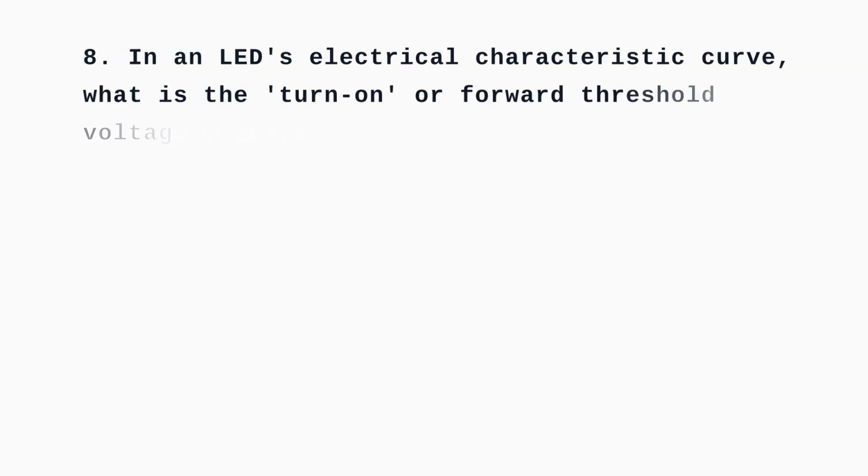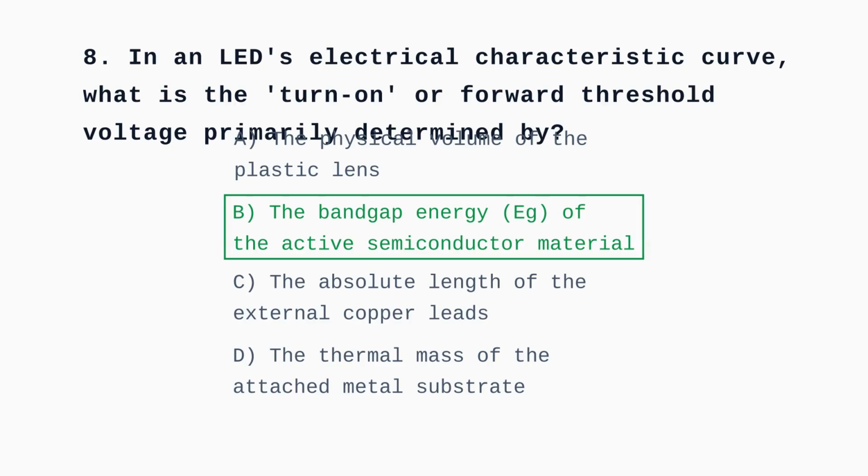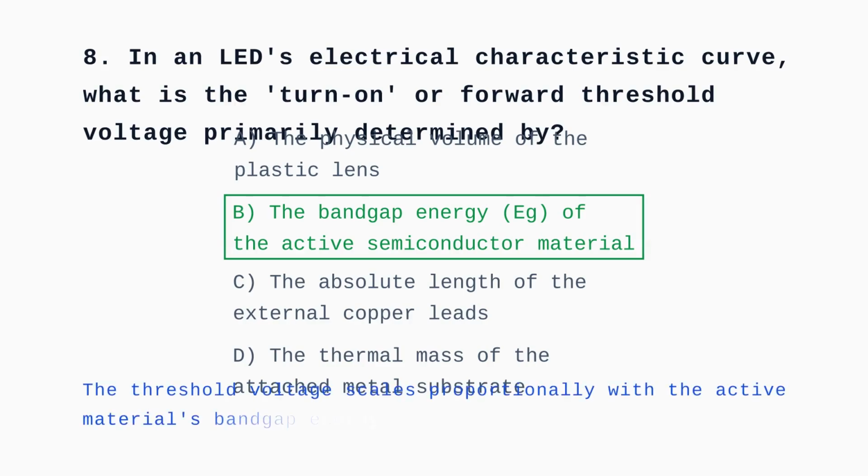Question 8. In an LED's electrical characteristic curve, what is the turn-on or forward threshold voltage primarily determined by? An LED's forward operating voltage is directly linked to the bandgap energy required to excite charge carriers, meaning blue LEDs require higher voltages than red ones.